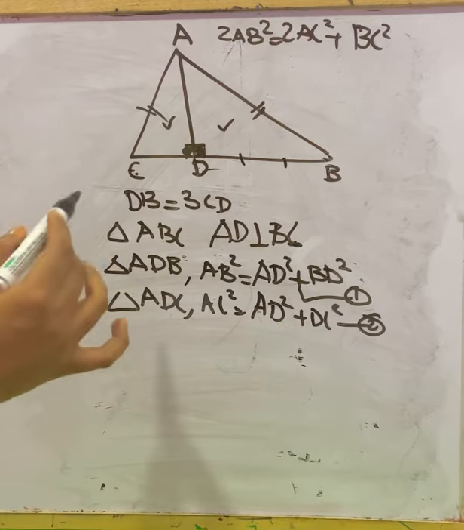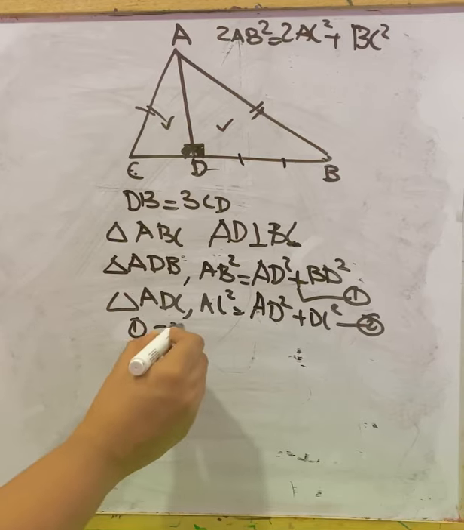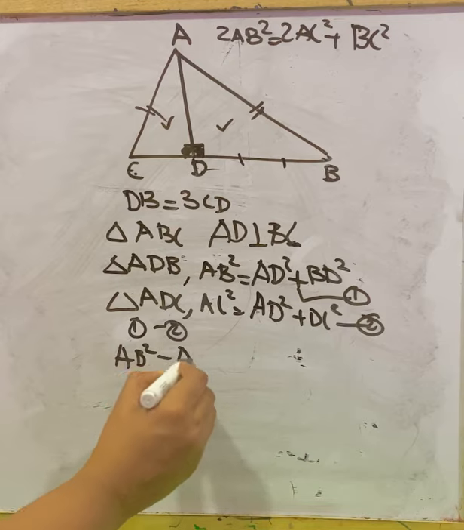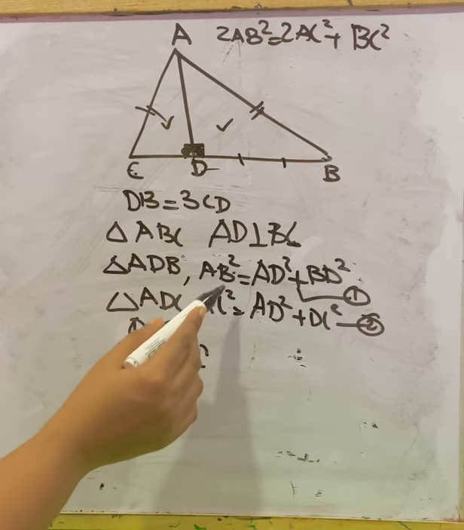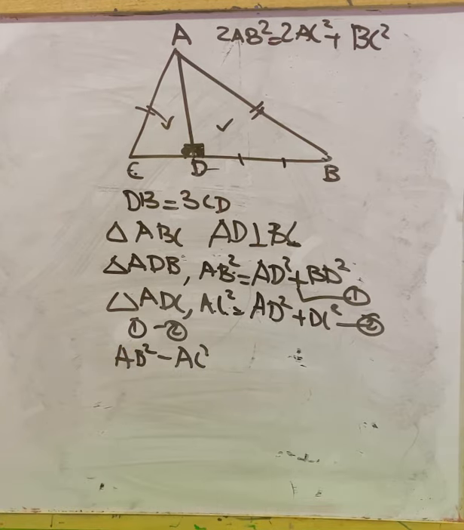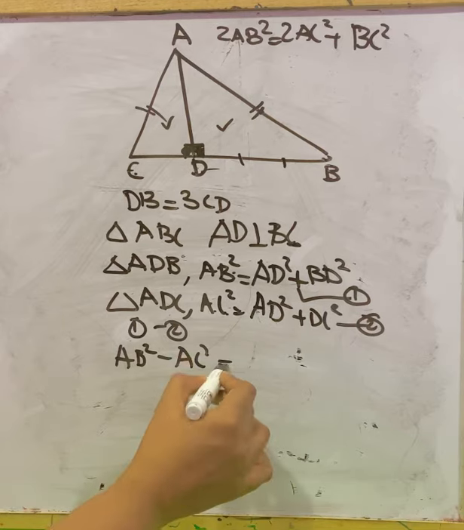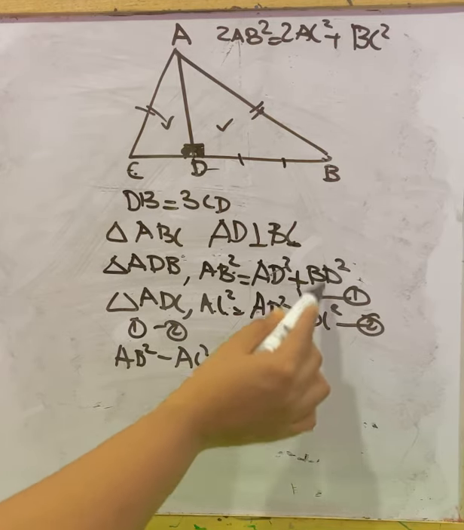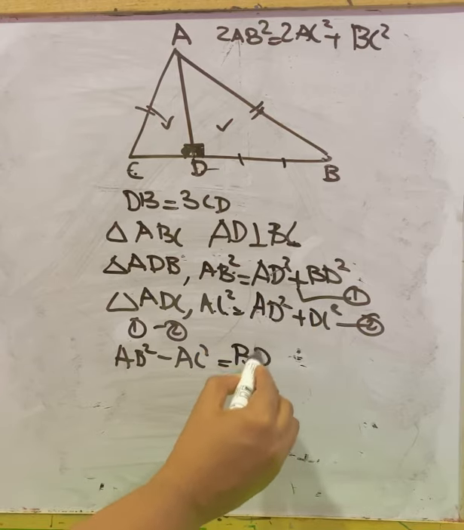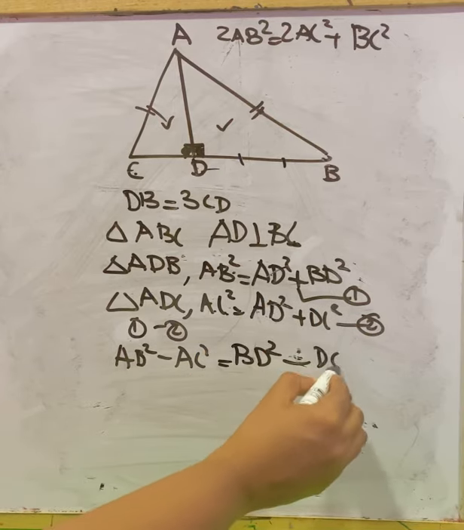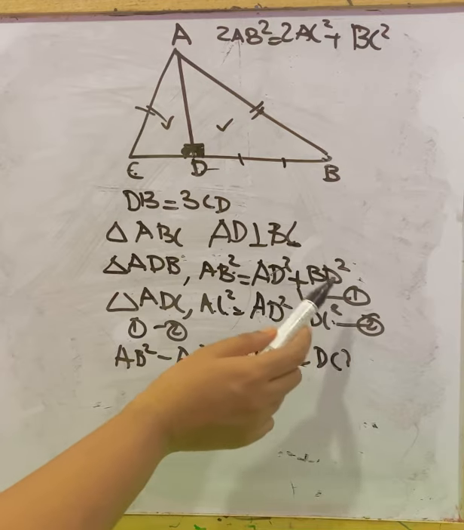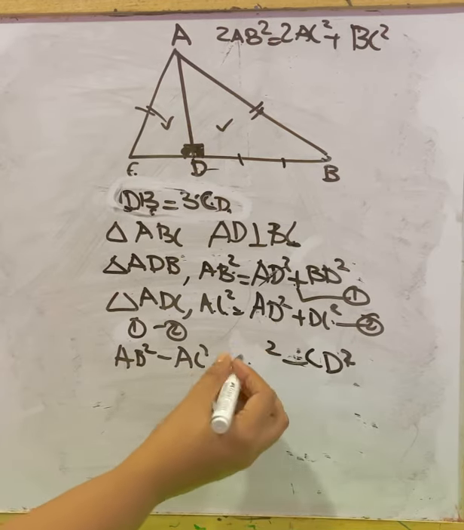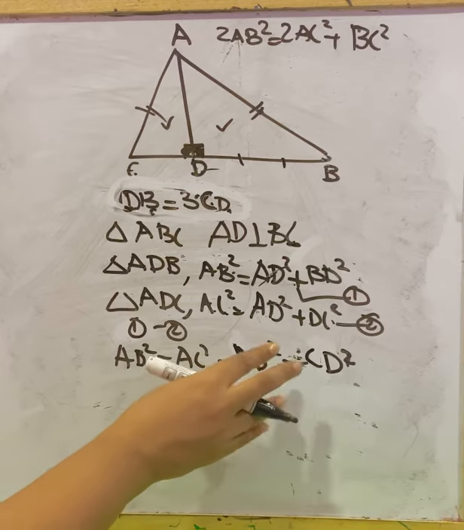Now we are going to subtract this. 1 minus 2, we have AB square minus AC square on the LHS part. And here AD square minus AD square will get cancelled. Balance will be BD square minus DC square. We are subtracting the second equation from the first equation. Here BD, I am going to write it as DB. BD and DB are both the same.